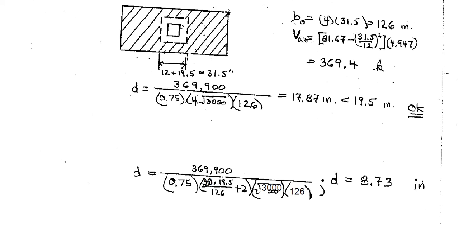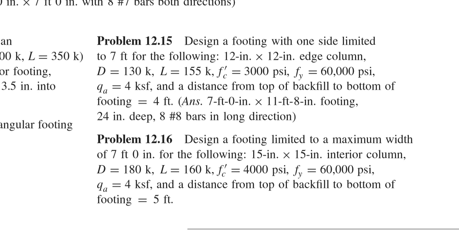In this equation, alpha s is 30, although it is not clear because your book made some mistake. They wrote 40 here, I wrote 30. Why 30? If I go back to the problem, it is an edge column. For an edge column, alpha s is 30. For an interior column, alpha s is 40. For a corner column, alpha s is 20.